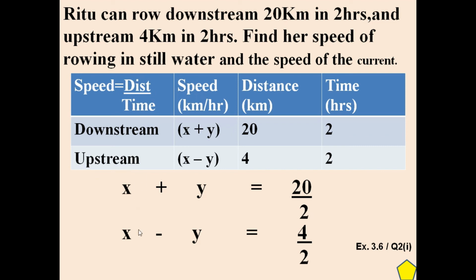And these two equations can be solved, and x will give us the speed of the rowing, which is as good as the speed of the boat. Y will give us the speed of the water, which is as good as the speed of the current. Let's look at one more example.